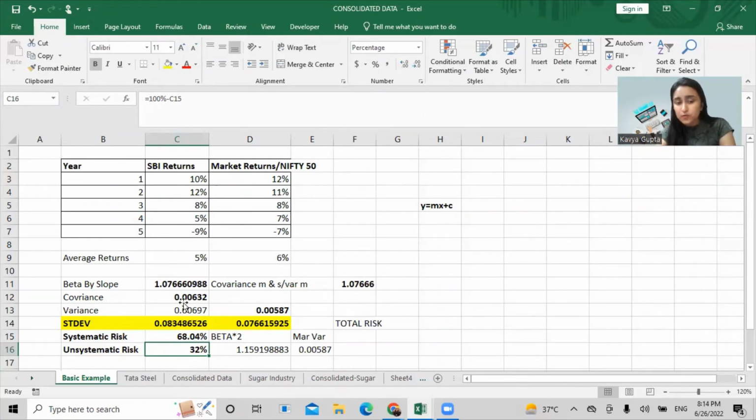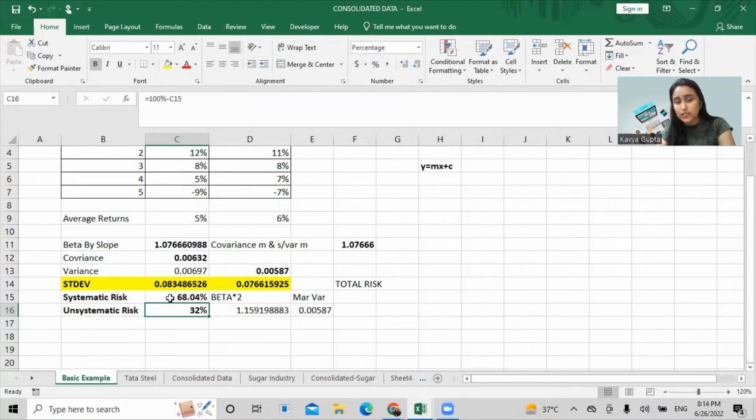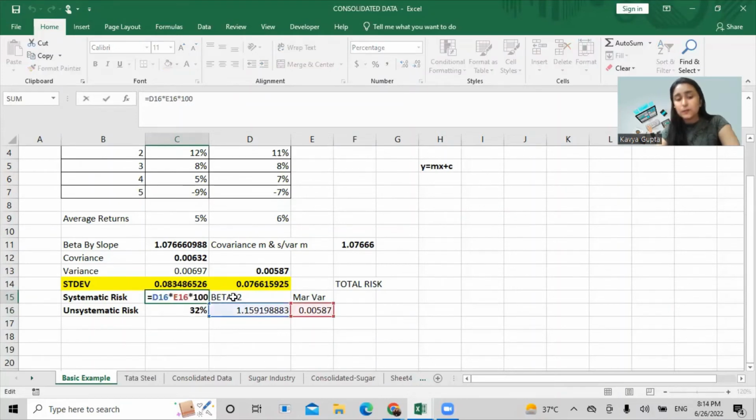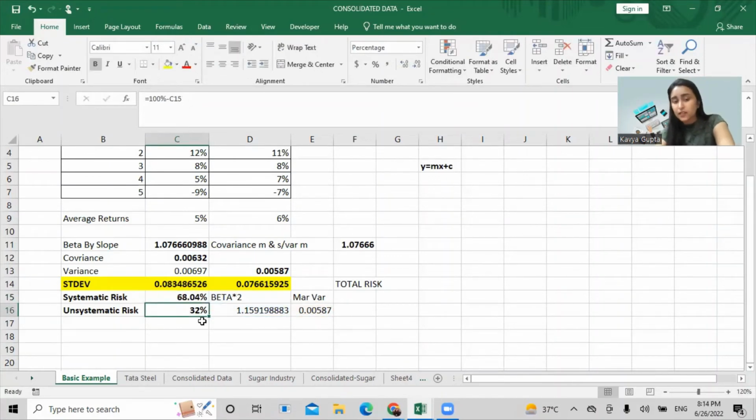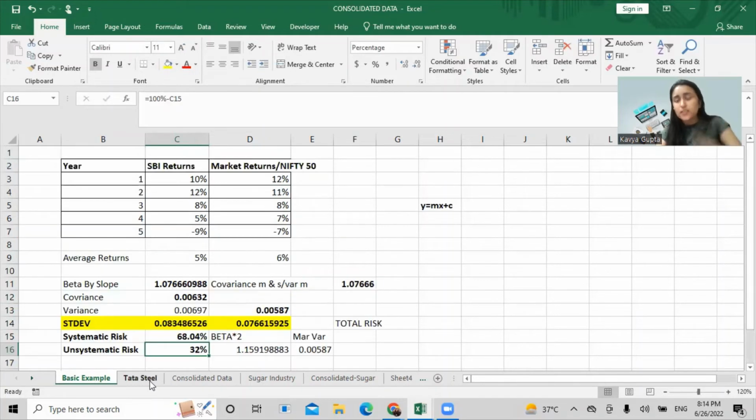So अभी के लिए I hope this is clear. How do you calculate systematic risk? तो मैंने simply लिखा beta square into the market variance, and unsystematic I subtract it from 100. Simple. ठीक है. अब what is the first step, guys?